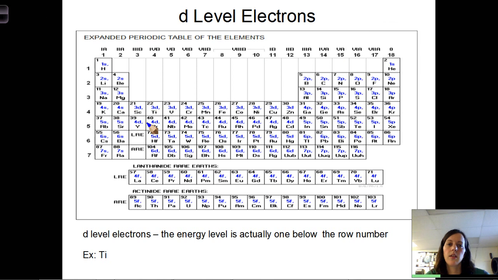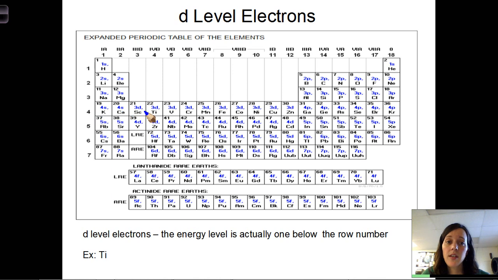Our D level electrons, those are this portion of the periodic table. Let's look at row 4. We have 4s, that's our S sublevel. And then we get over to the D block, and it says 3D. It's not a typo. The 3D sublevel is actually at a higher energy level than the 4s sublevel.